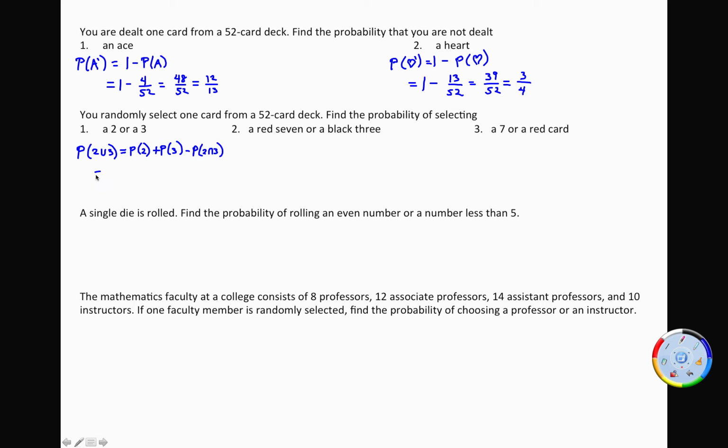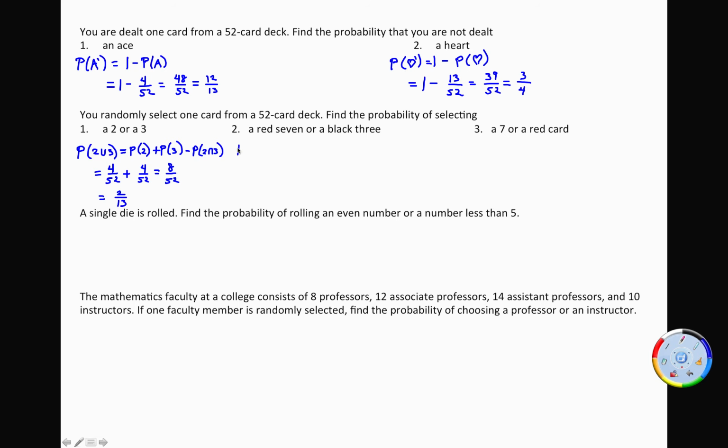Okay? Which in this case, because they're mutually exclusive, a card cannot be a 2 and a 3. That's simply 0. So the probability that it's a 2, there are 4 2s out of 52. There are 4 3s out of 52. And because no cards are 2s and 3s, there's nothing to subtract. So 8 out of 52, which simplifies, since both are divisible by 4, to 2 out of 13.